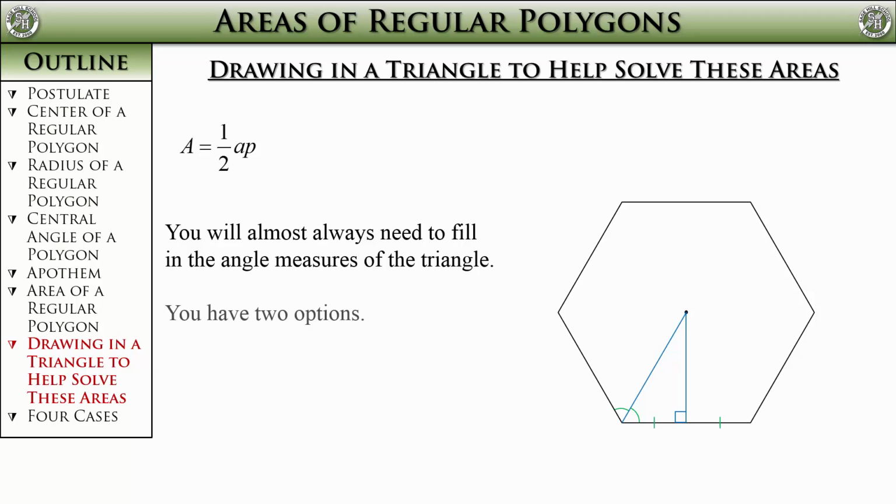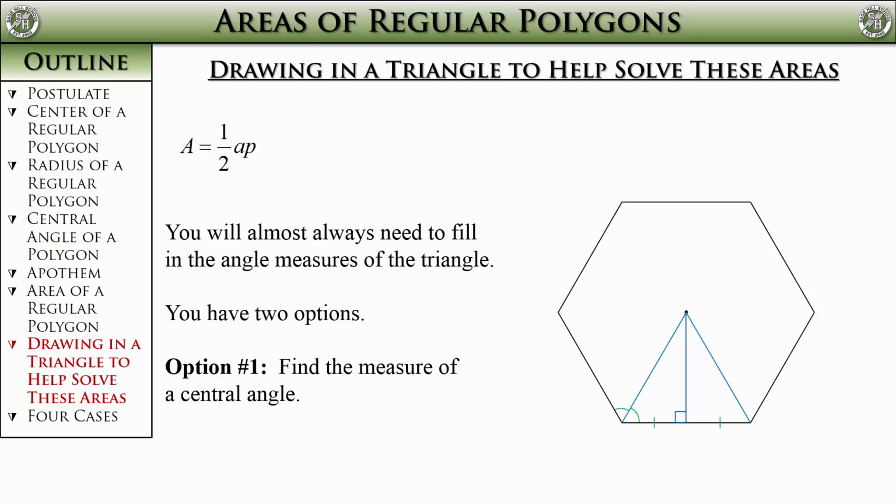You have 2 options in order to find the missing angle measures. The first option is to find the measure of a central angle. That may seem odd since there isn't even a central angle in this picture, so let me draw in one more radius to make one. Here's a central angle. You may notice that the apothem has bisected the central angle.